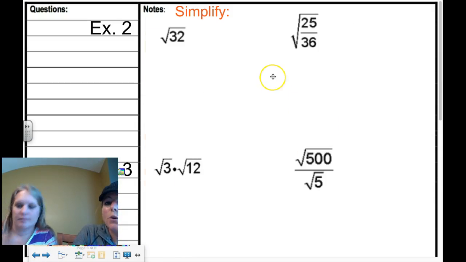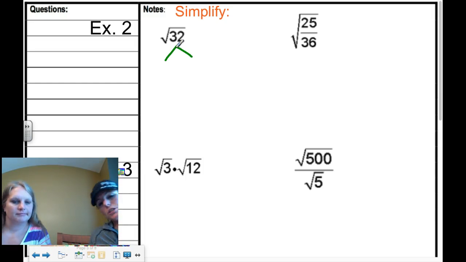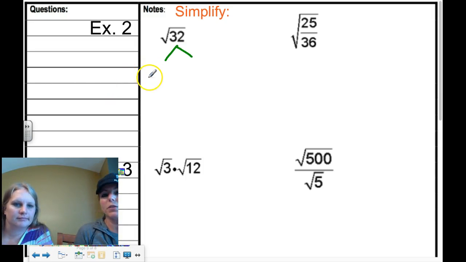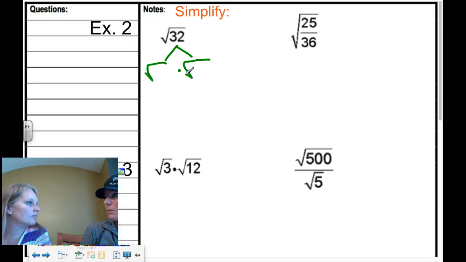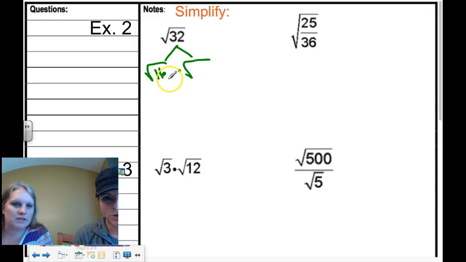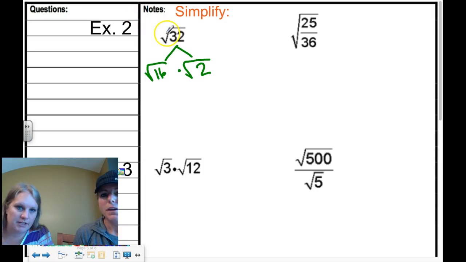All right, so here we go. We're going to go on to example 2. And the goal is this. It says simplify. So what does that mean? Break it down. And what she's doing right now is she's going to break it down. We're going to think, what two numbers multiply together give me 32? Let's try to pick one that's a perfect square. If you can't remember, look back at the perfect squares. One that comes to mind for me right away is 16 times 2. So 16 times 2 gives us 32.